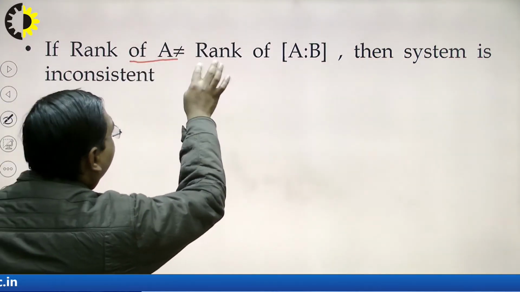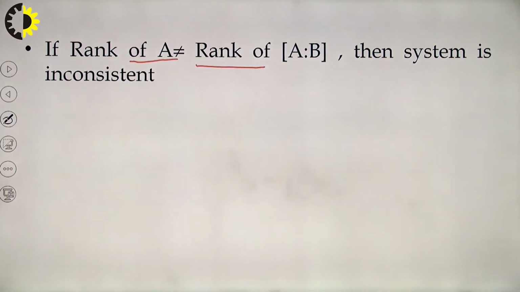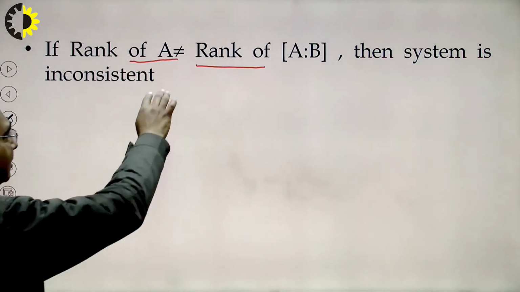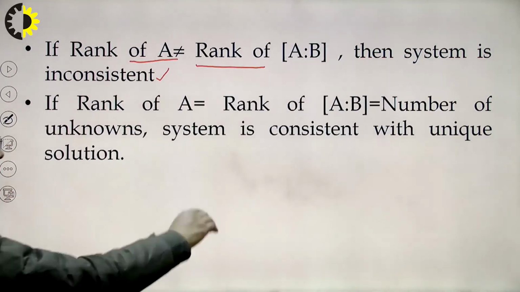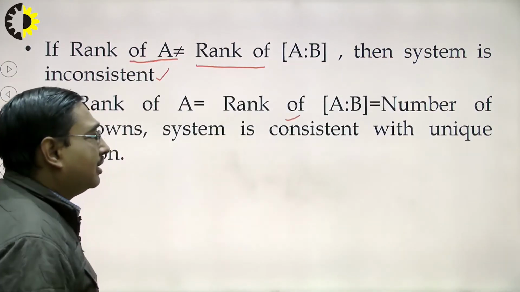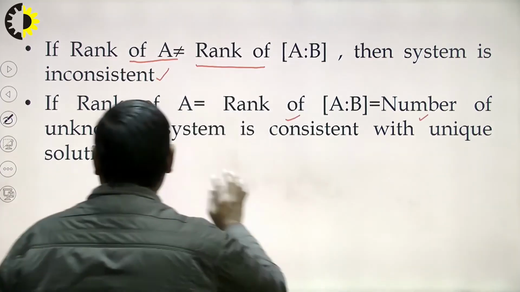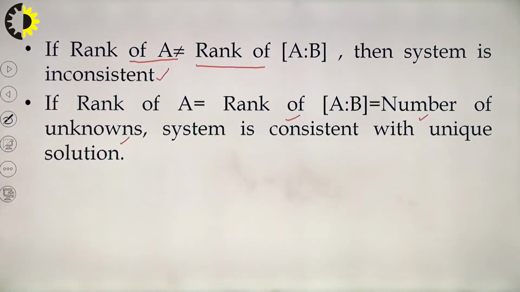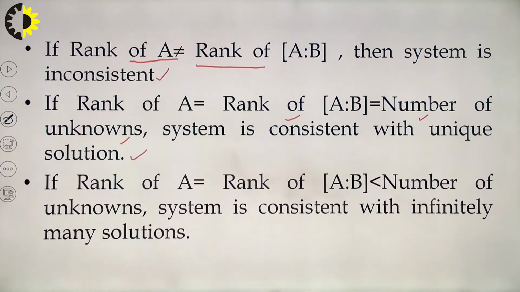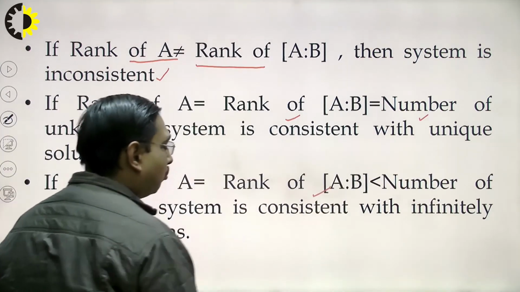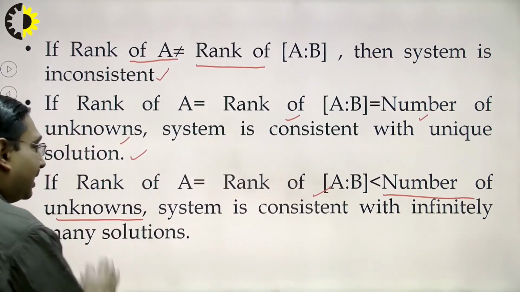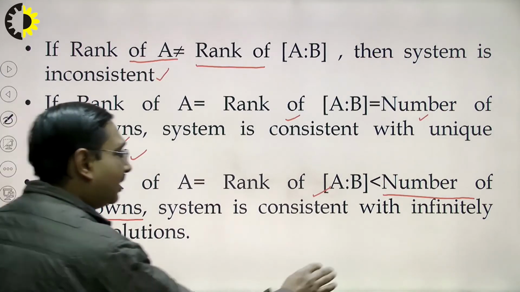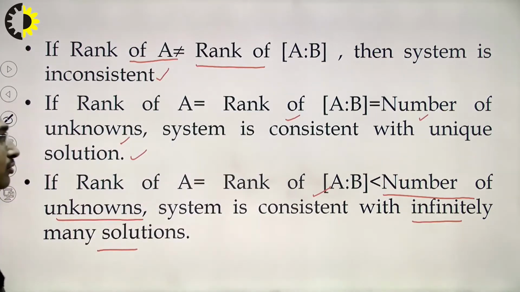If rank of A is different from rank of AB, then system will be inconsistent. If rank of A is equal to rank of AB and it is also equal to number of unknowns, then system is consistent with unique solution. And if rank of AB and rank of A both are equal but less than number of unknowns, then system is consistent with infinitely many solutions.